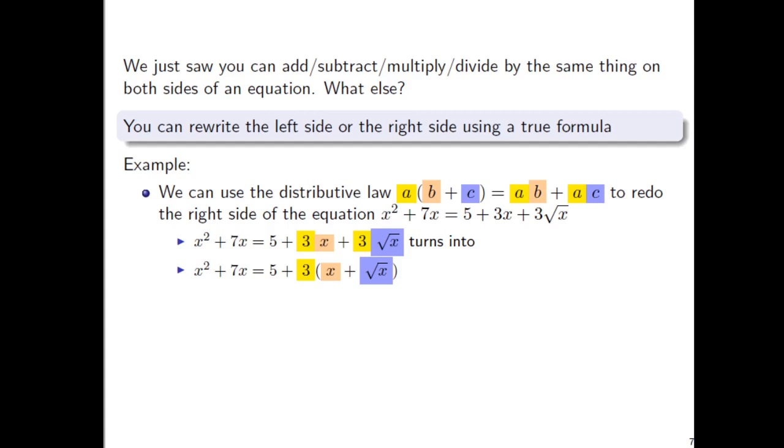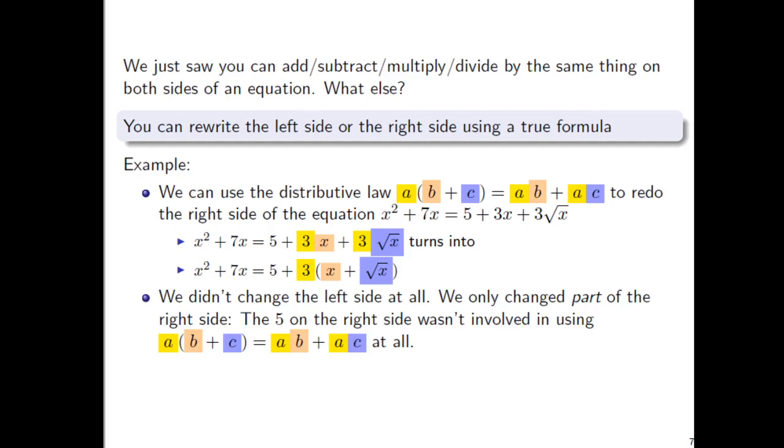So we left the 5 plus, we copied that down so that everything was all still equal in value, but we took the second and third terms, which were 3x plus 3 root x, and we rewrote that by factoring using the distributive law to be 3 times the quantity x plus root x. So we didn't change the left side at all. We only changed part of the right side.